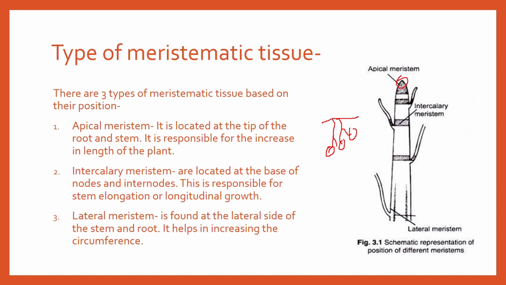So second is intercalary meristem. Intercalary meristem is located at the base of nodes and internodes. So what are nodes? Suppose this is a stem of a plant. The point where leaves are attached to the stem is known as a node. So this is a node.